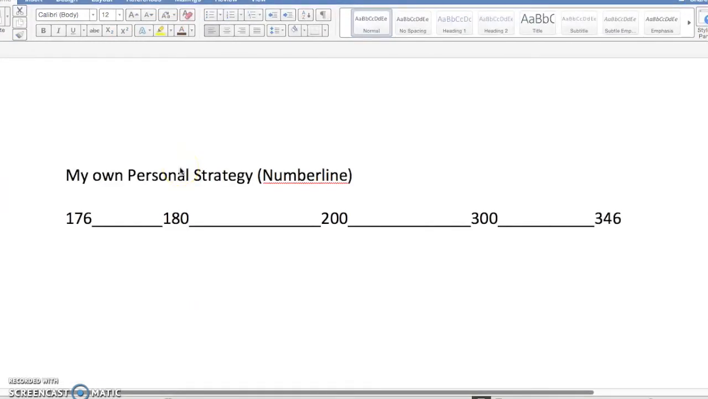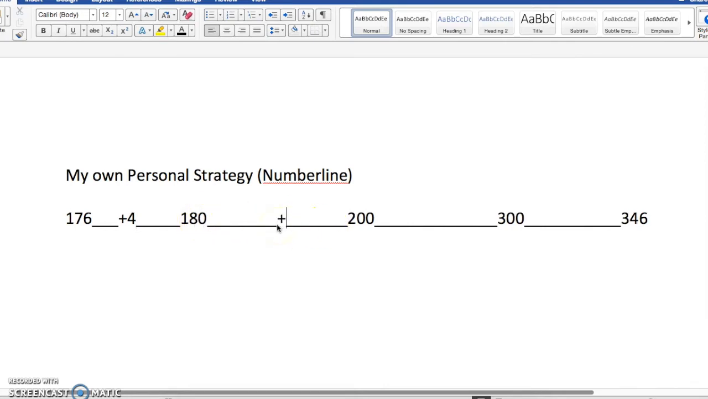Next, I will be using my own personal strategy, which I chose a number line, to show 346 minus 176. So on my number line, we have a few basic numbers that I put in there because I think those are numbers that we will see along the way. So to do this, first we're going to show how much of a jump we have to make to get from 176 to 180. So to do that, we would do plus 4 to get to 180, and then from 180 to 200, we would do plus 20. And then from 200 to 300, we would add on 100.